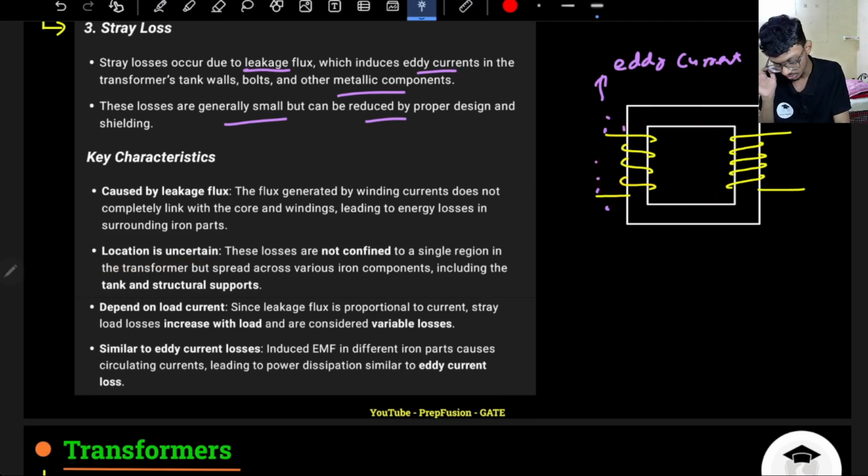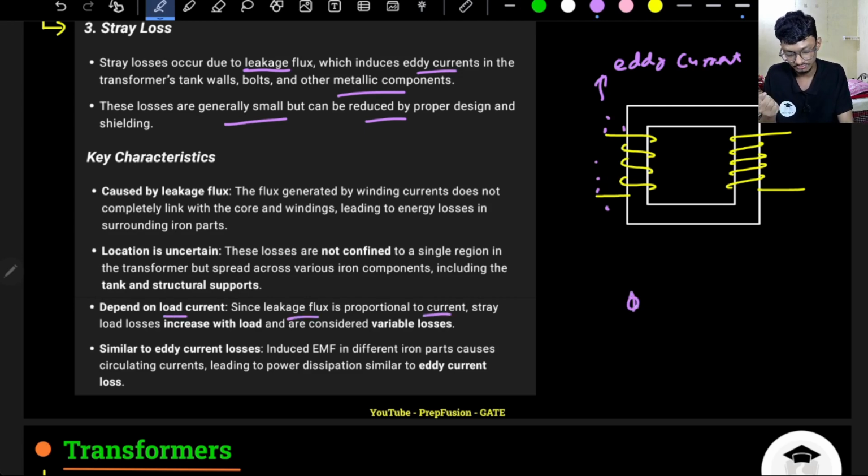It depends on the load current, since leakage flux is proportional to the current. Flux is proportional to current, right? Leakage flux is not fixed. Whatever the induced voltage I have, if that is fixed and the frequency is fixed, then the maximum flux in the core is fixed.